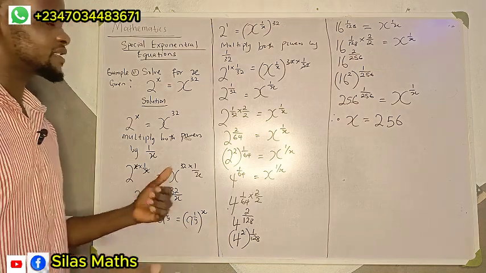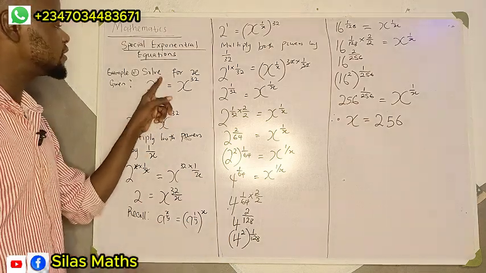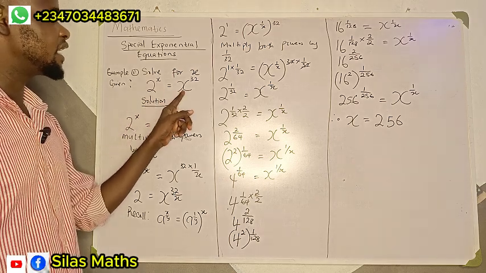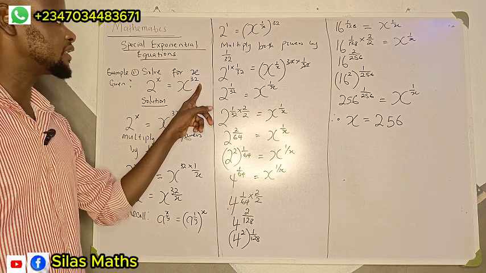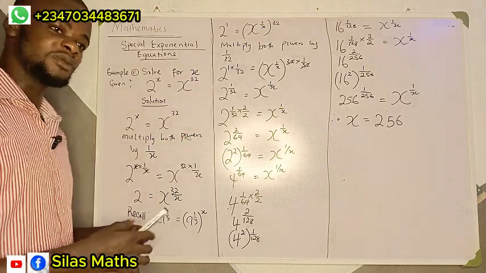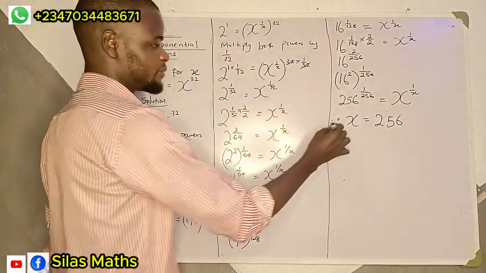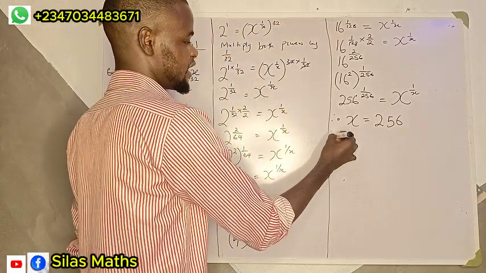You can actually test it. Try substituting this for x. Try raising x to the power of this and raising this number up to the power of 32 and see what you get. It will give you, of course, the same thing. Okay, so let's consider one more example. Let's take a look at this one here.